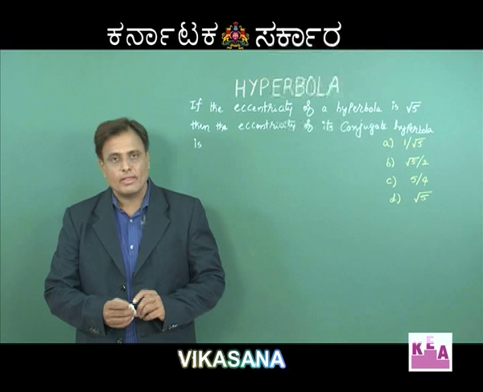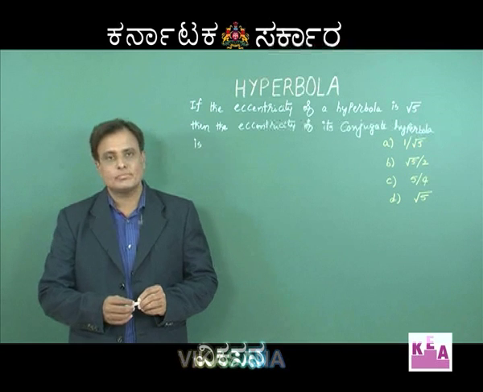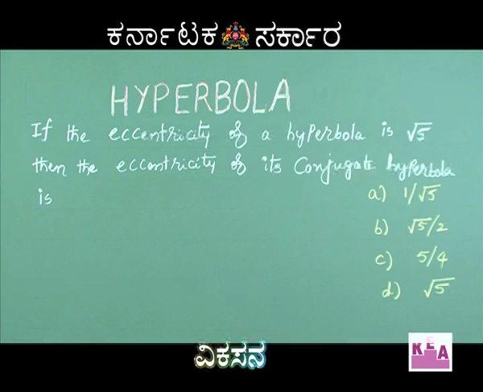Dear students, let us move on to the next example. This is a very interesting example. Read the question. If the eccentricity of a hyperbola is root 5, then the eccentricity of its conjugate hyperbola is: options are A, 1 by root 5; B, root 5 by 2; C, 5 by 4; D, root 5. So before solving this example, again note one simple equation of conjugate hyperbola that I would like to tell you.